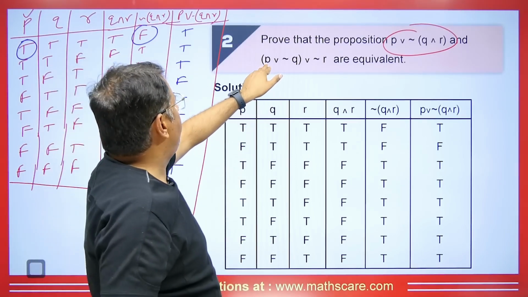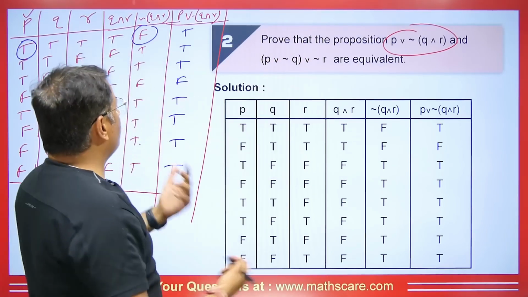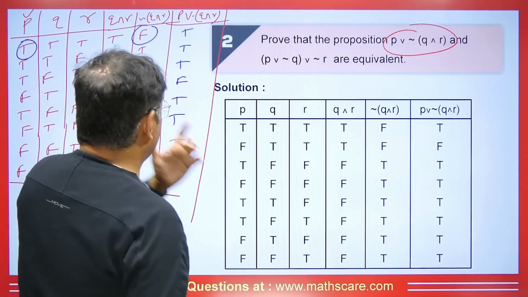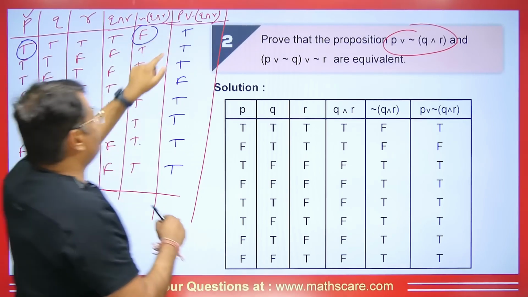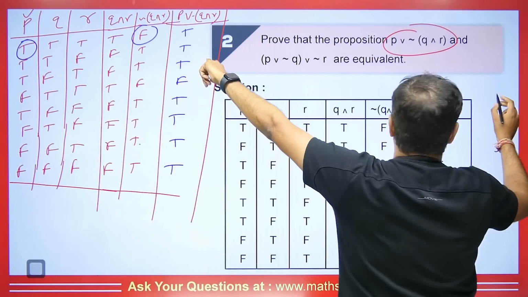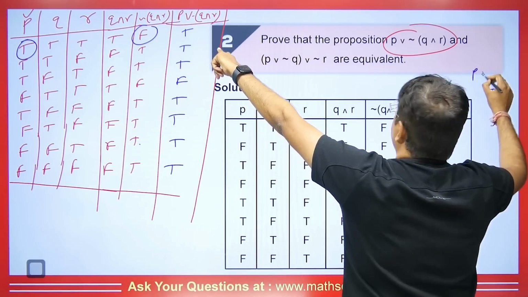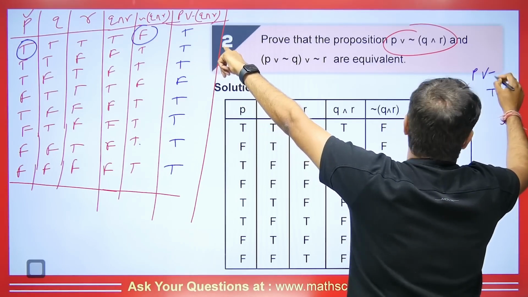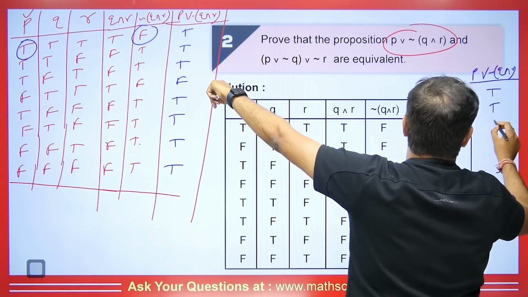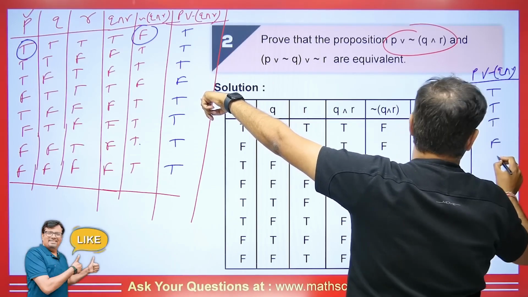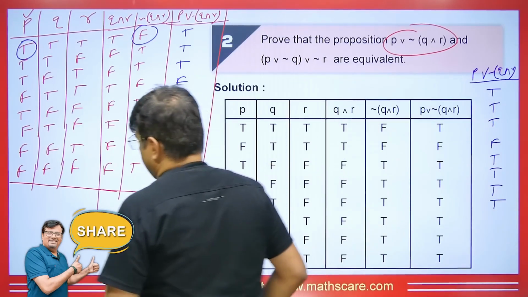And now students, next you are being told P or negation of Q and R. Now how do we do this? There is a small space issue here, so let me write this statement like this so that you can understand. Finally, what we are getting here is P or negation of Q and R. Please tell me, is this right or not? And the value of this is true, true, true, false, true, true, true, and true.